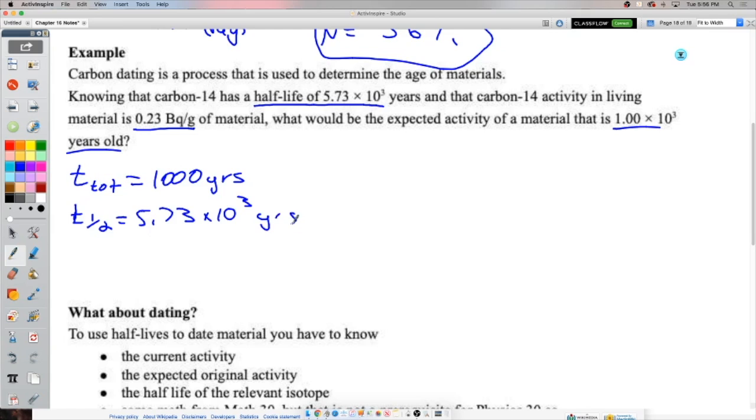Okay, now this is a little bit of a thinking about what it means. Carbon-14 in living material is 0.23 becquerels per gram. So is that the original amount or the new amount? Well, fun fact, that's actually how carbon dating works.